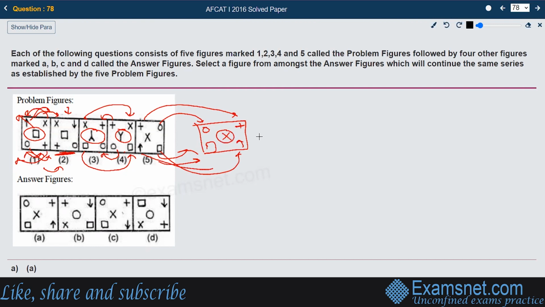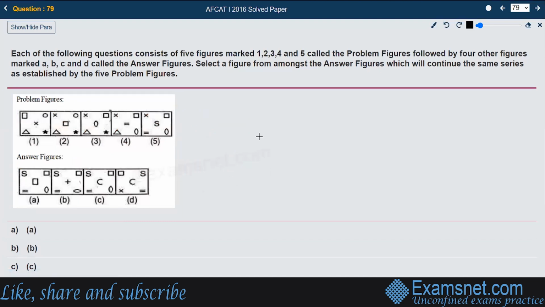And one more thing, if you see from 1 to 2, the arrow has been inverted also. See, the arrow is facing down. So the same thing should happen between 5 to 6 also. The arrow was facing up here. Now the arrow should face down. So this is our answer figure, and what does it match with? It matches with option C. So that becomes the right answer.